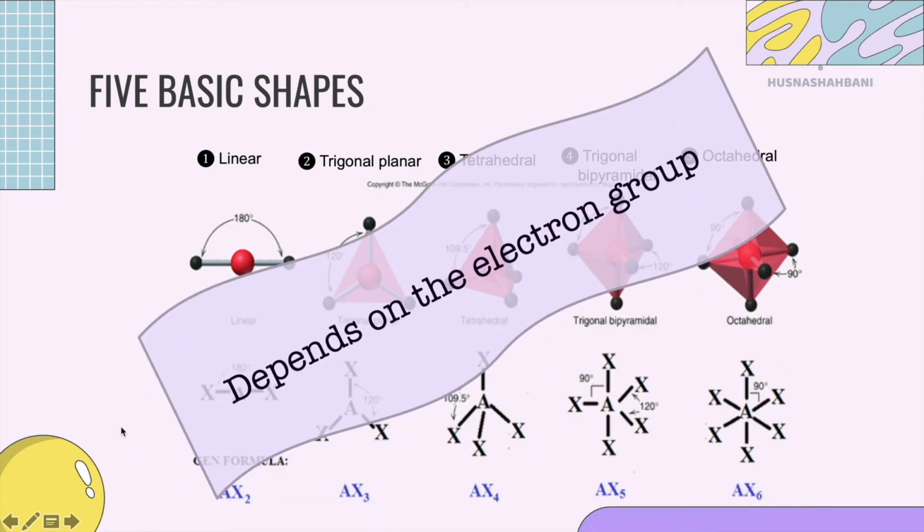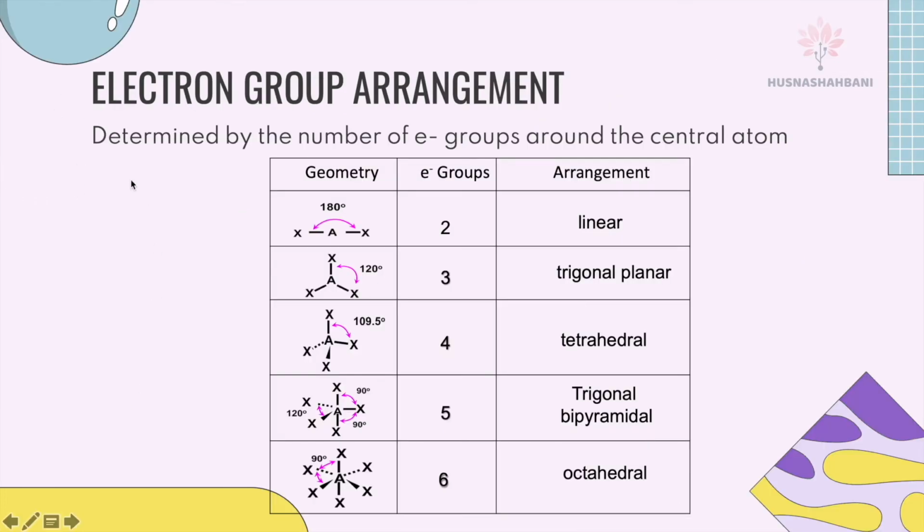But again, this basic shape depends on the electron groups. You have to count the electron groups first in order to determine the molecular shape. Now, determine by the electron group arrangement. Electron group arrangement is the name of the shape, not the final molecular shape. Electron groups are numbers, arrangement is a name.